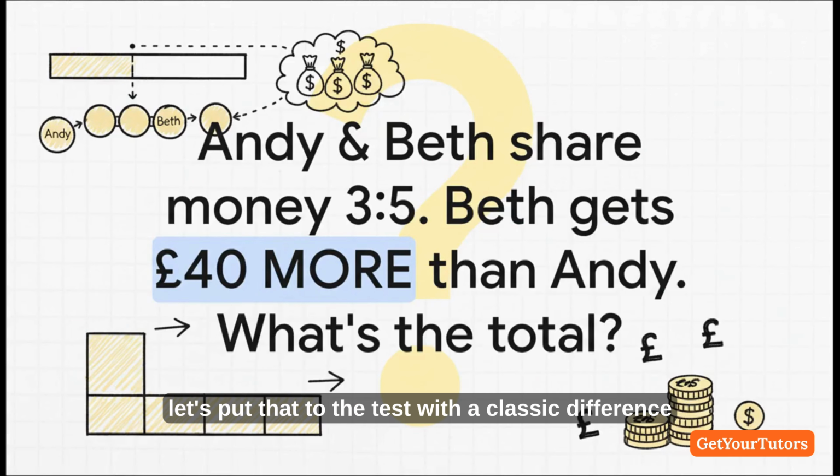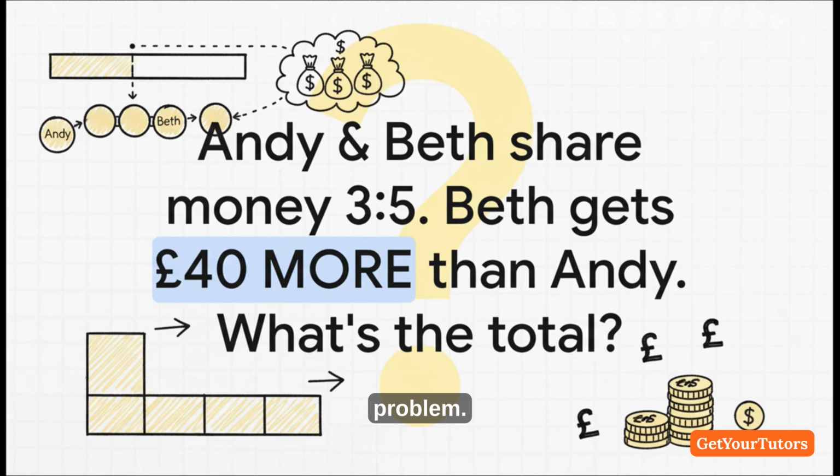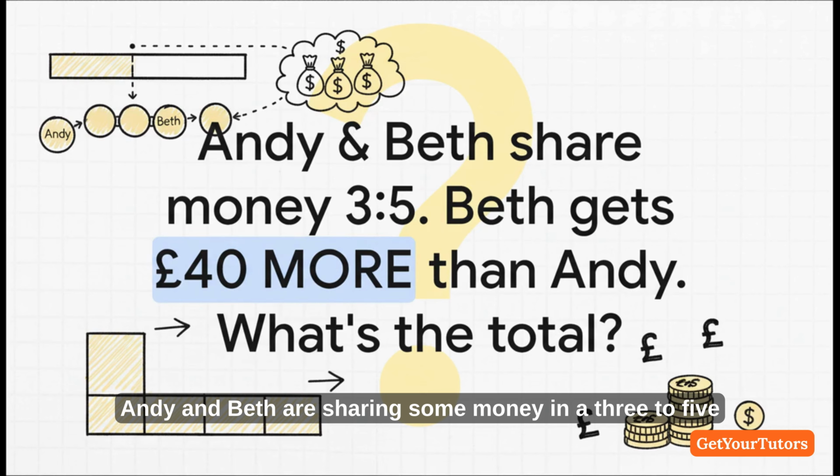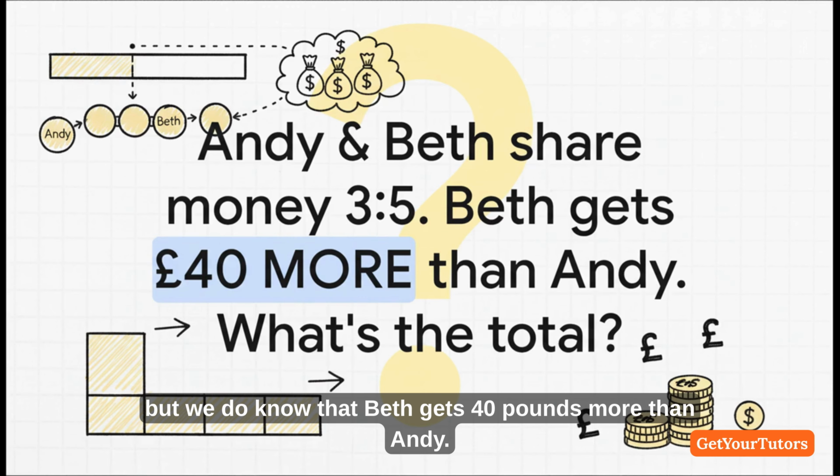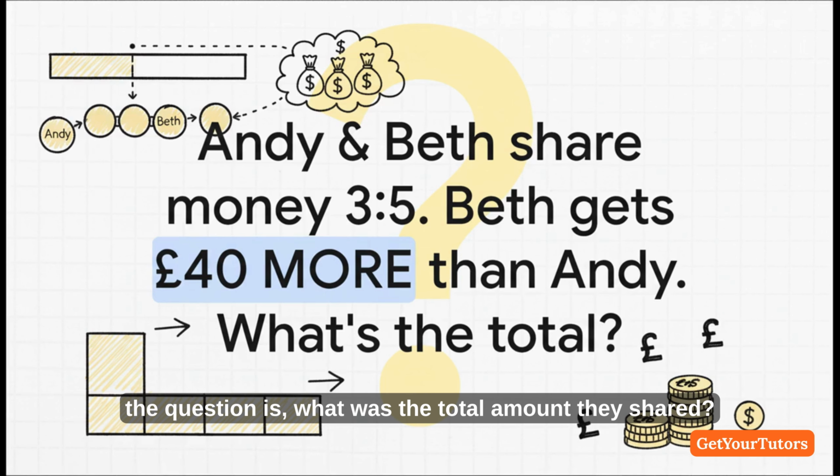So, let's put that to the test with a classic difference problem. Andy and Beth are sharing some money in a 3-to-5 ratio. We don't have a clue what the total is, but we do know that Beth gets £40 more than Andy. So, the question is, what was the total amount they shared?